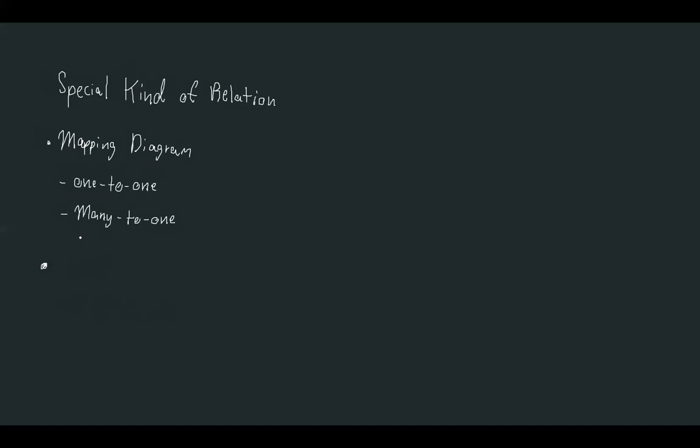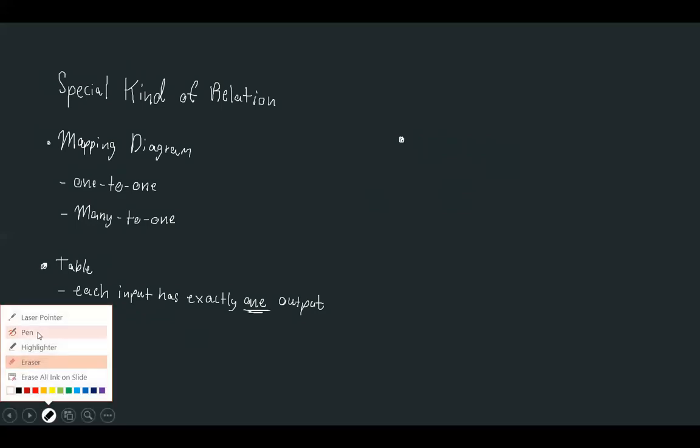Number two. For the special kind of relation to exist, make sure that in the table, each independent variable or input has exactly one output. Only one output.